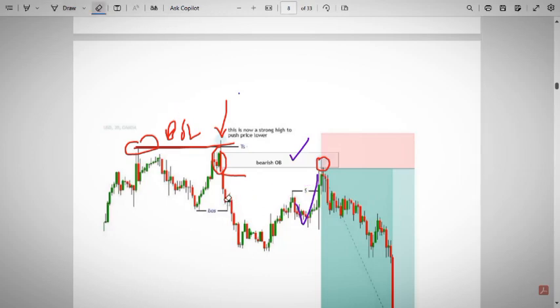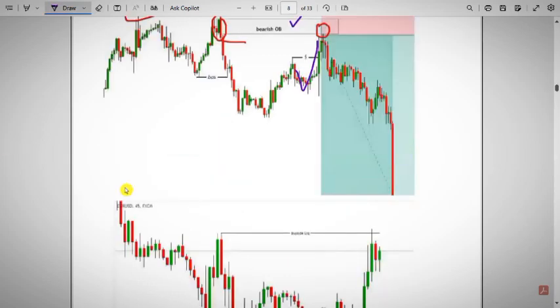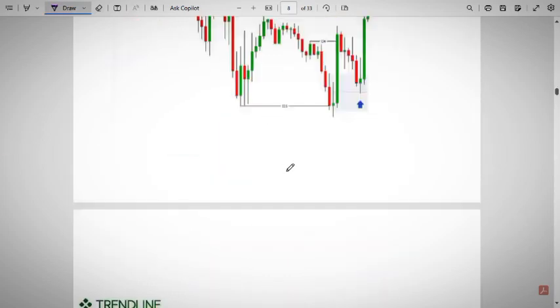This was not a true order block. The true order block was here, because above this order block there was this fair value gap that needed to be filled, and as the price is filling the fair value gap, it taps into the order block, a premium order block. That's why we talk about premium and discount.